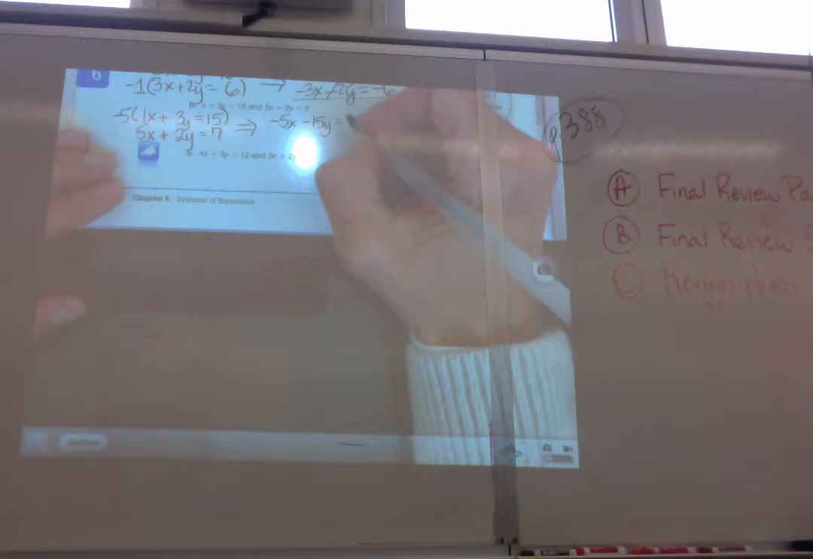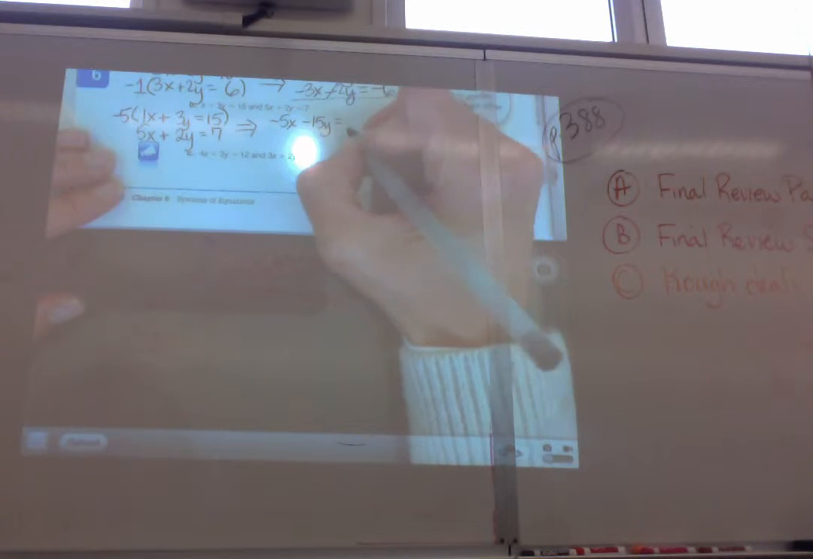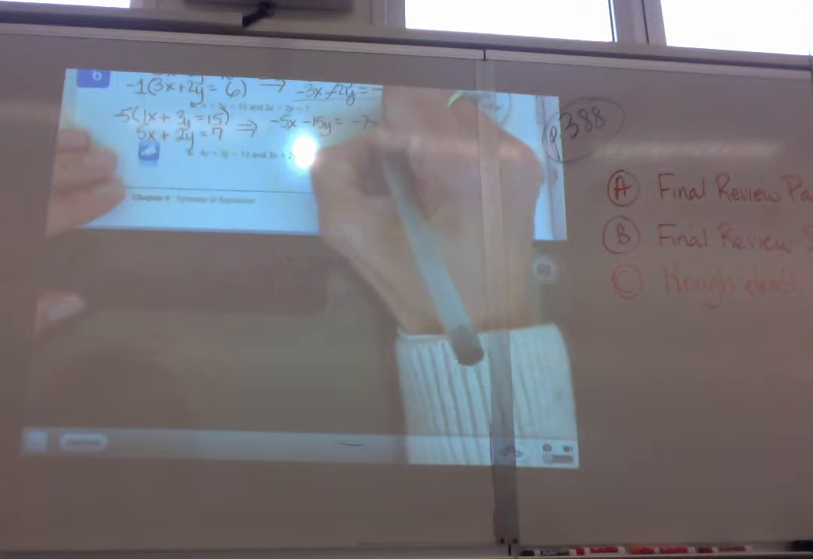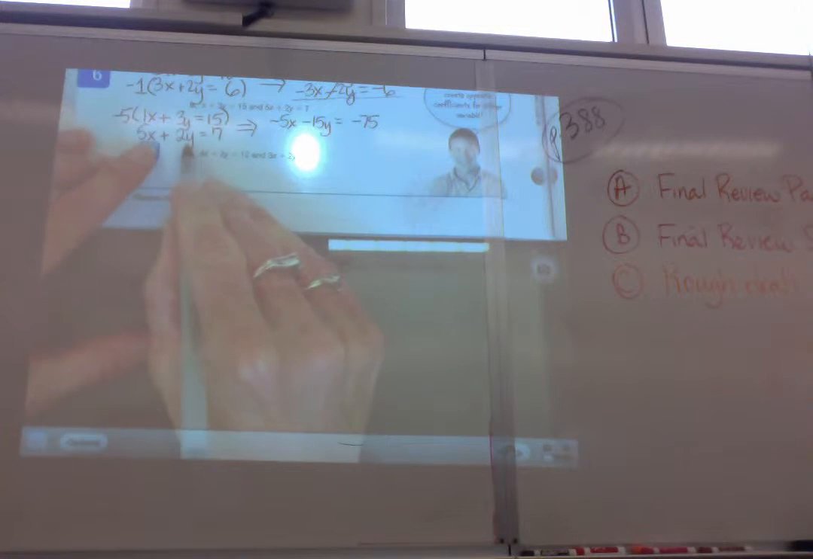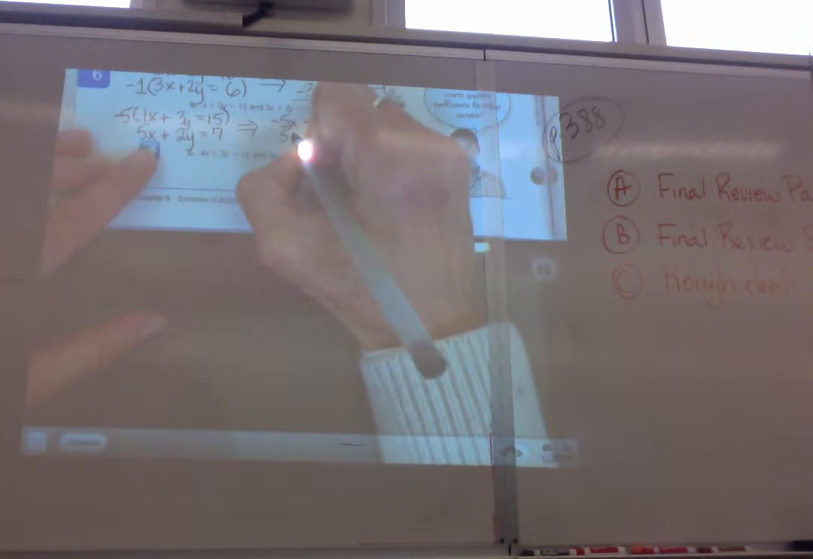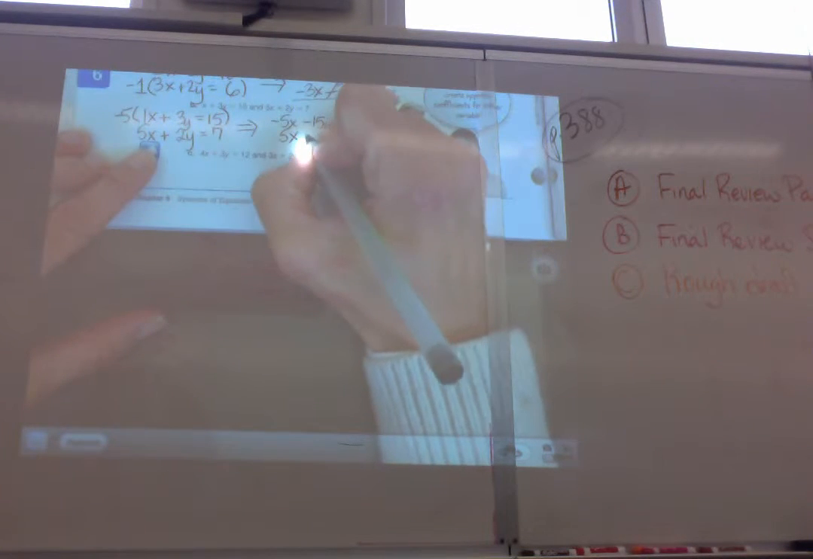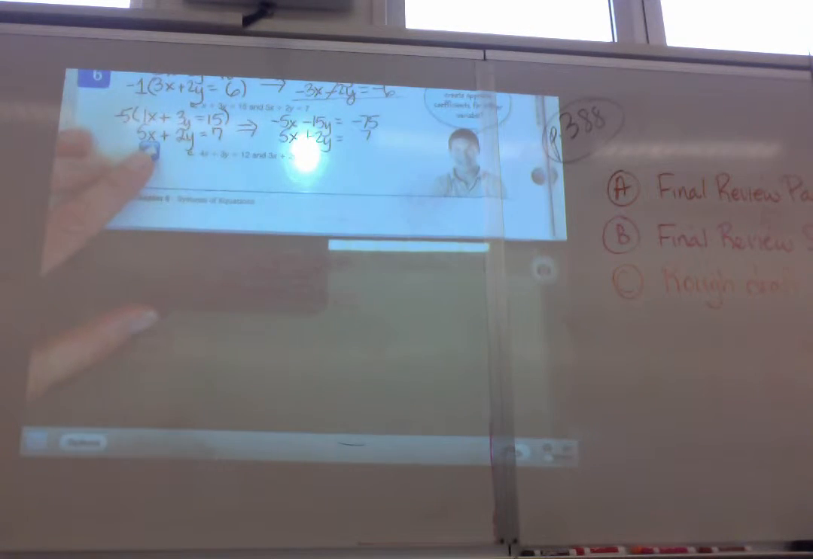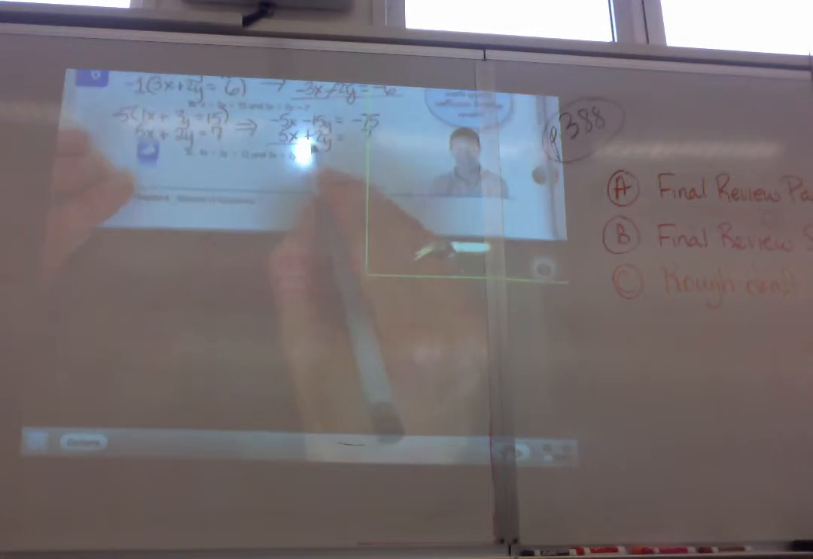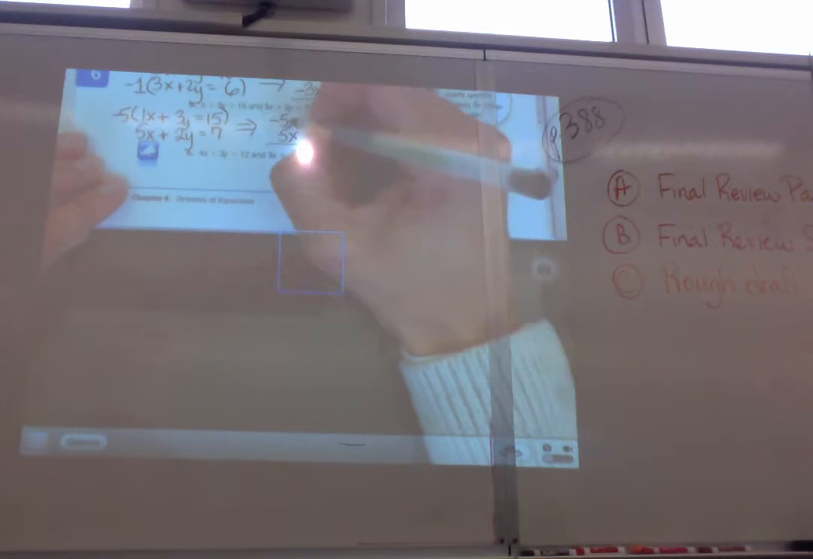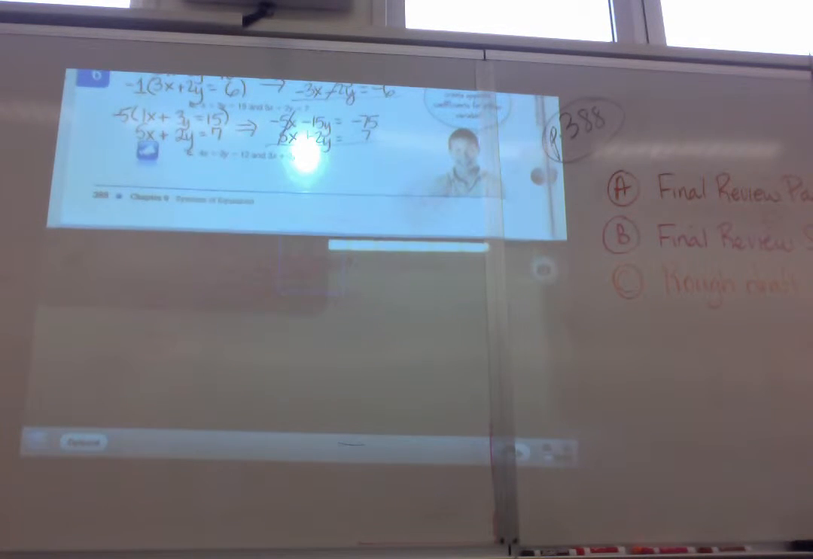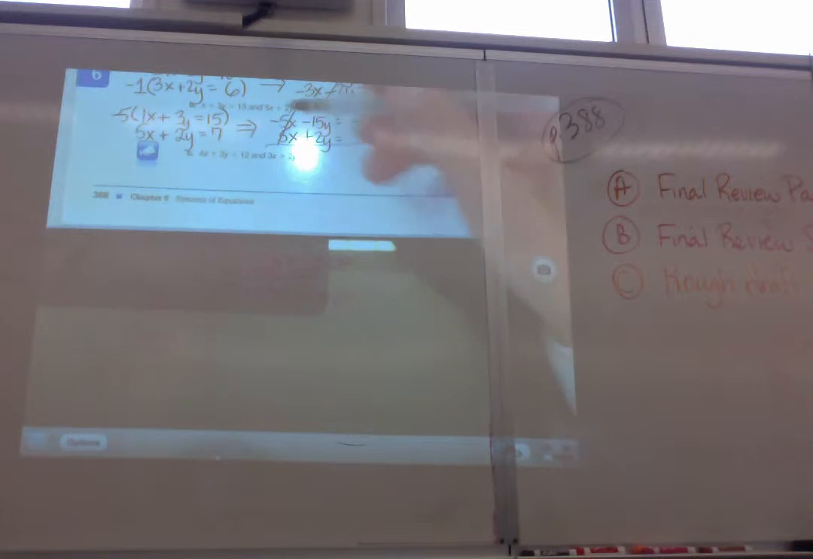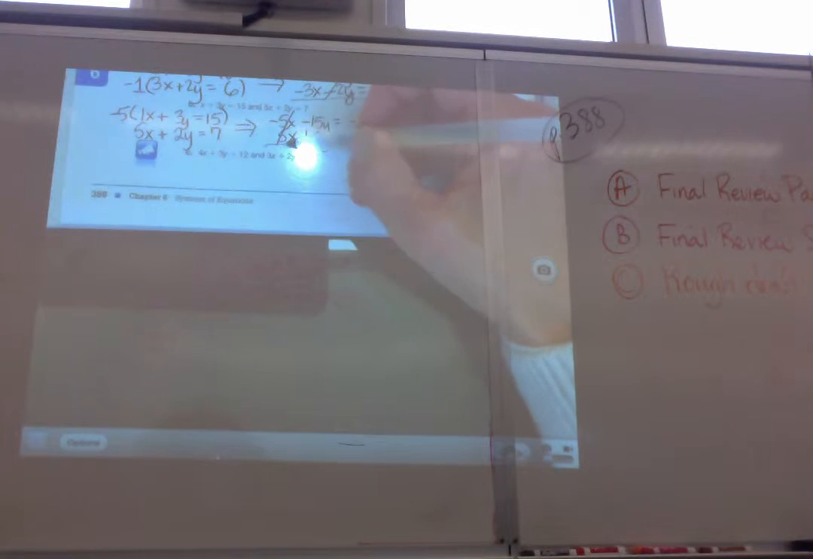120. A little too big. 75. 75. Negative 75. Okay? Now the bottom equation, we're not multiplying by anything. We're just going to bring it right on over. 5x plus 2y equals 7. I'm going to identify that when I add those two, the x's are going to go away. They're both 5 now. One's a plus and one's a minus.